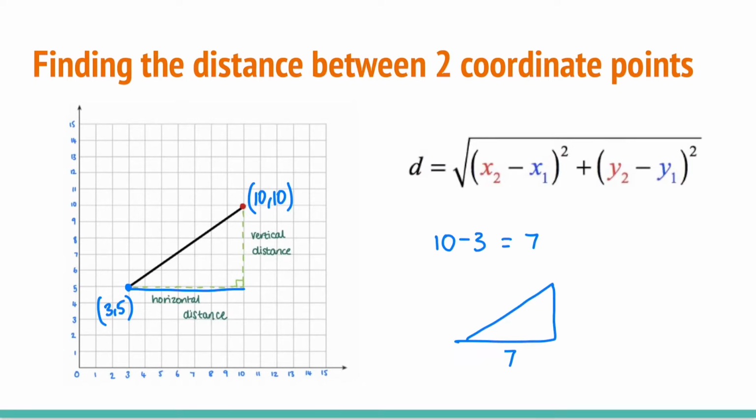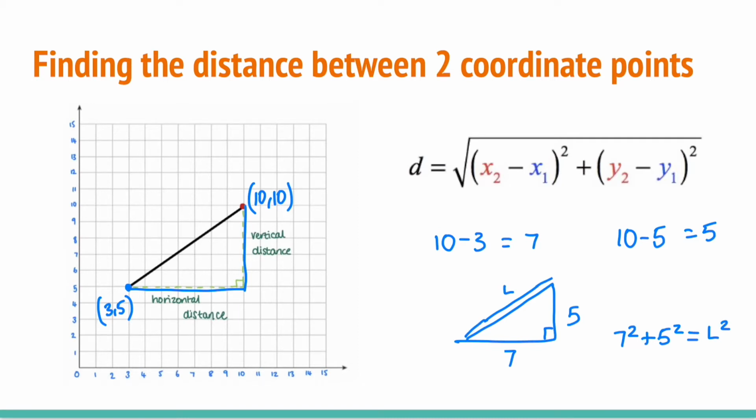And then if I think about the distance in the y, I've gone from 5 to 10, so 10 minus 5, and that gives me 5. So I now know the two measurements for each side of my triangle, and now I can use Pythagoras. So I square the two smaller sides, and that gives me the longer side squared. So let's call this L.